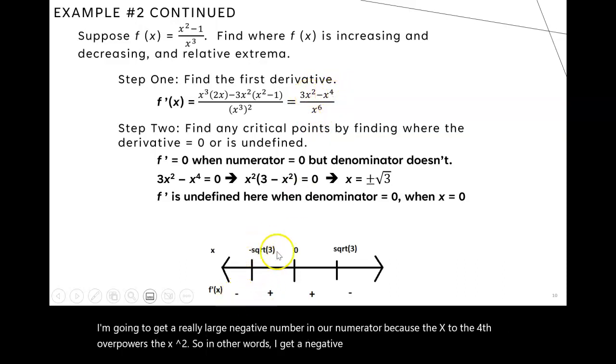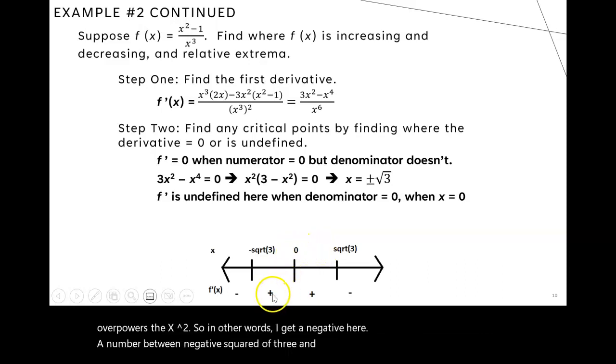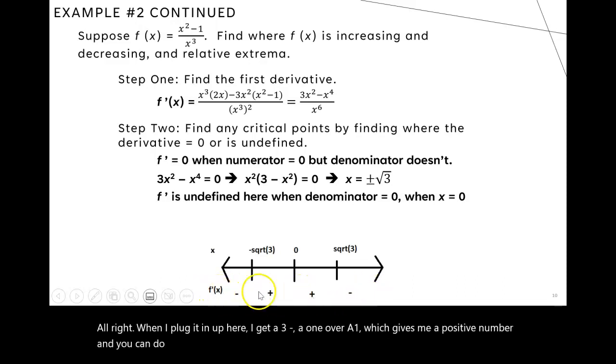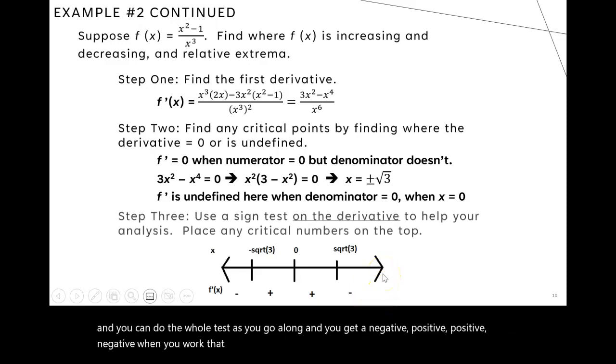A number between negative square root of 3 and 0, so like negative 1. When I plug it in up here, I get a 3 minus a 1 over a 1, which gives me a positive number. And you can do the whole test as you go along, and you get a negative, positive, positive, negative when you work that out. So we did our sign test. Critical numbers are on the top.